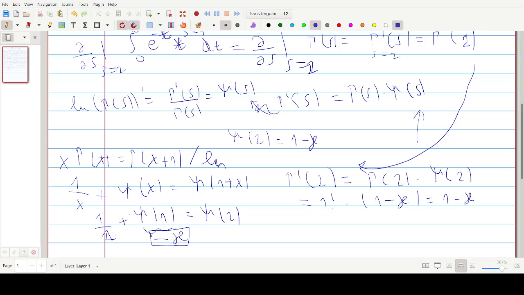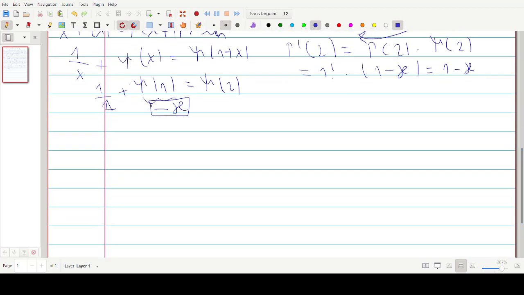Back in our original problem, let me scroll down a little bit. We had 2 minus 2 times the integral, and this integral is 1 minus the Euler-Mascheroni constant. So we get 2 minus 2 plus 2 gamma. So what do we actually get? We get 2 times the Euler-Mascheroni constant.